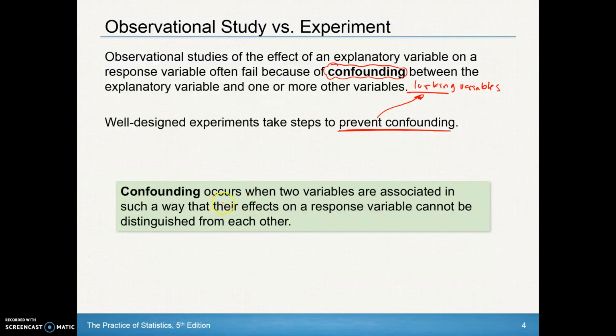So, again, the definition of confounding: it occurs when 2 variables are associated in such a way that their effects on a response variable cannot be distinguished from each other. So, in other words, if I have an x that is associated with y, there might be some other variable that's also affecting the y in much the same manner. We can't distinguish between, was it the x that affected the y, or was it the z that affected the y?